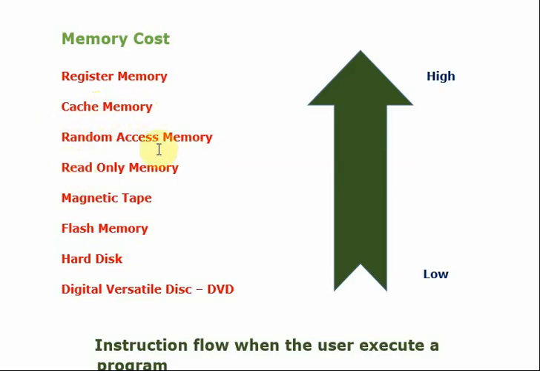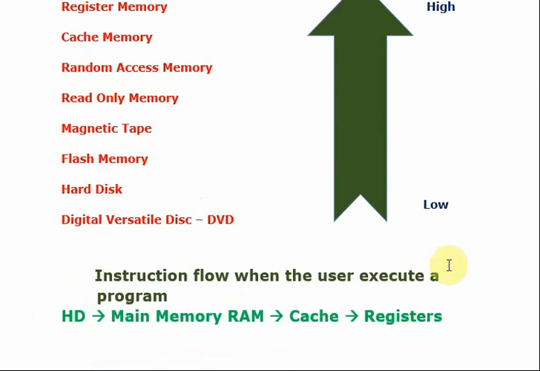Then the read only memory, you know, the firmware is stored here. Magnetic tape, flash memory, hard disk, and the DVD. Optical drives are actually cheaper. So this is the memory cost, the basic understanding. Then finally, this point should be very clear, right?